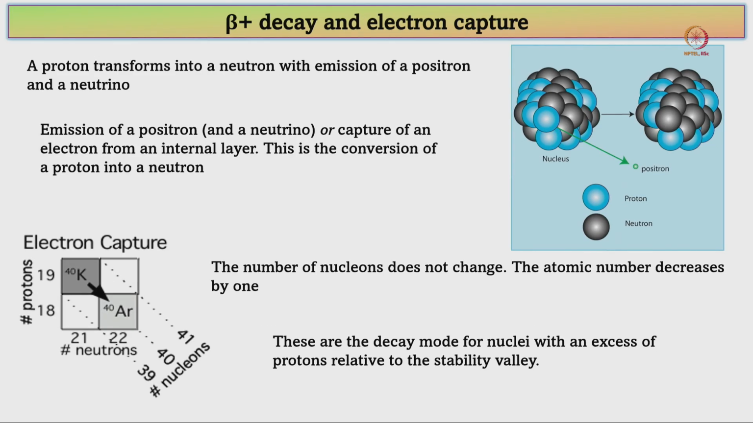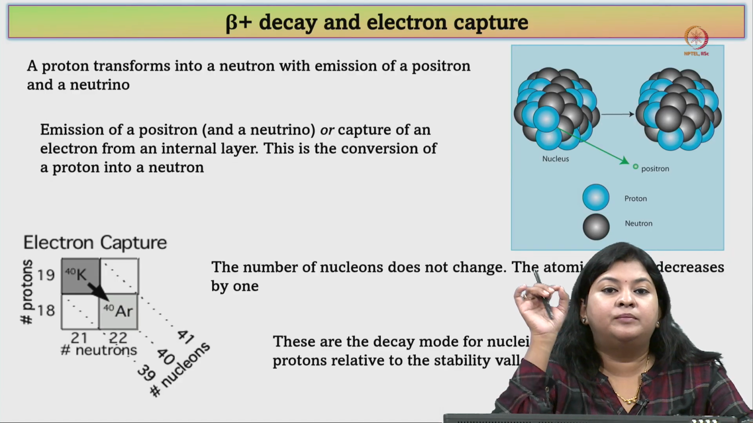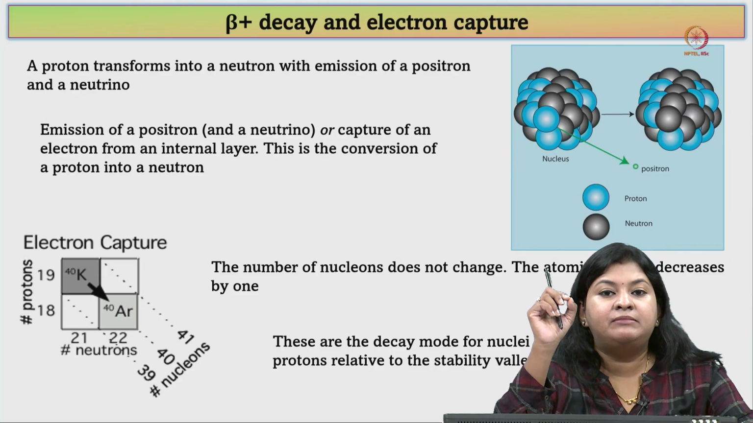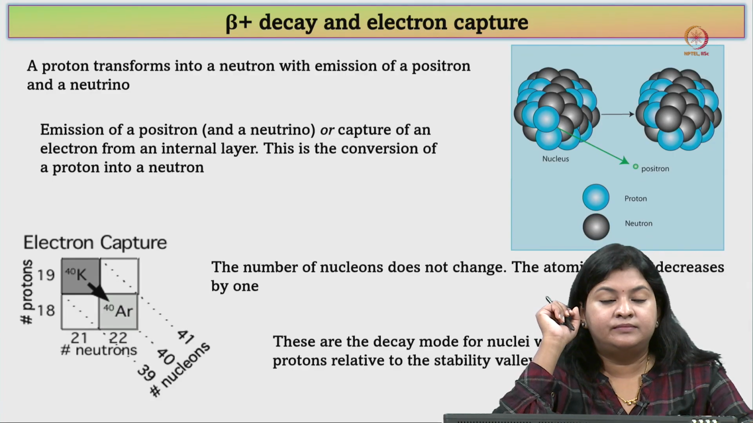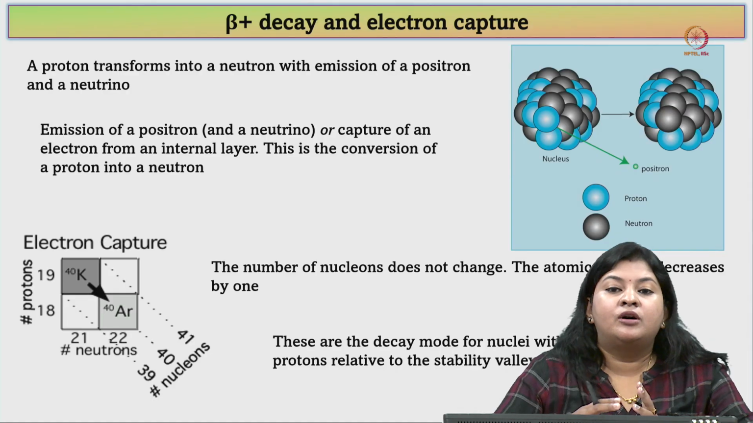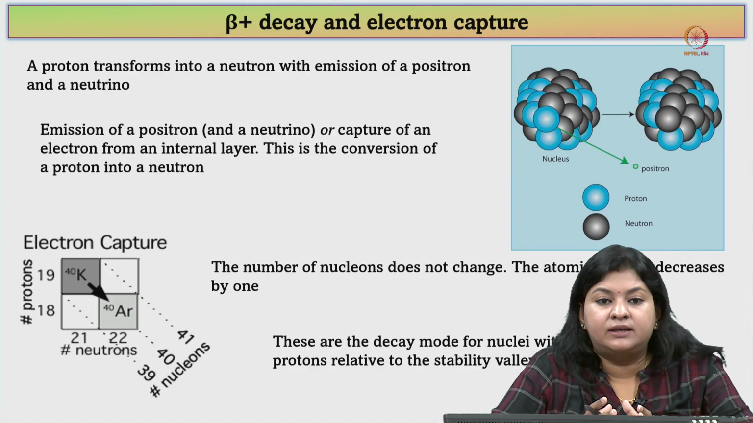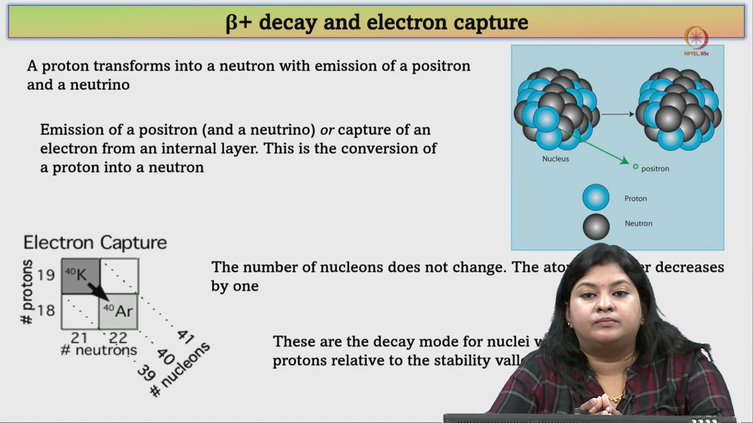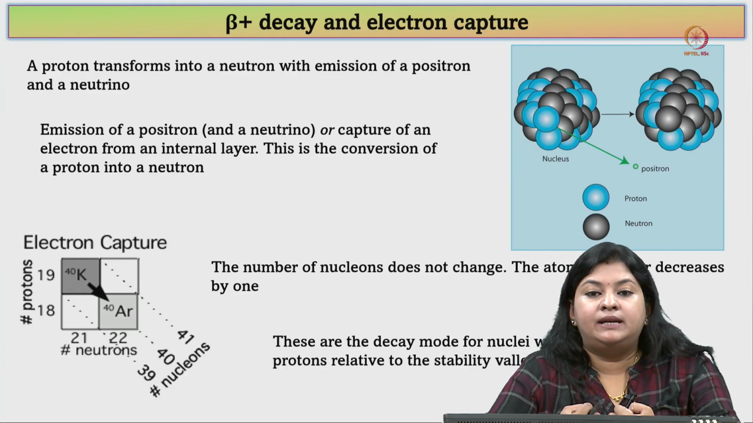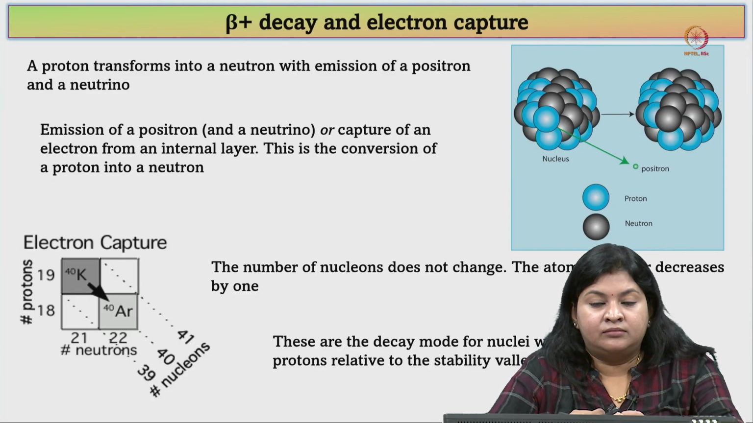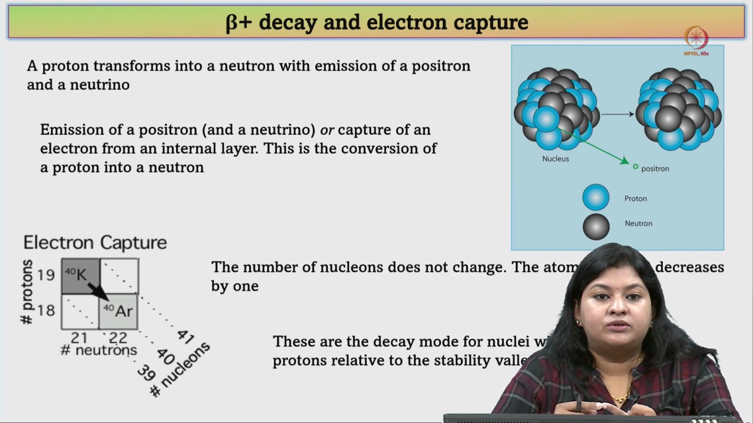Now, let us see what is a positive beta decay, or otherwise also called electron capture. Here a proton will transform into a neutron with an emission of a positron and a neutrino. There are more protons here, so it will convert its proton to a neutron by capturing one electron. And there will be emission of a positron and a neutrino.